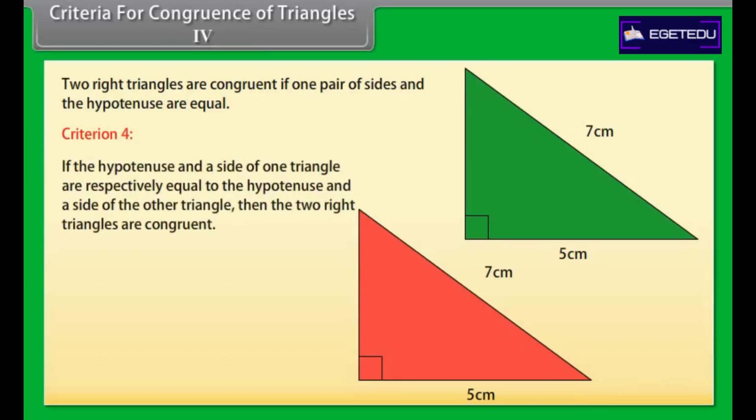If the hypotenuse and a side of one triangle are respectively equal to the hypotenuse and a side of the other triangle, then the 2 right triangles are congruent. This criterion is referred to as RHS, right angle hypotenuse side.